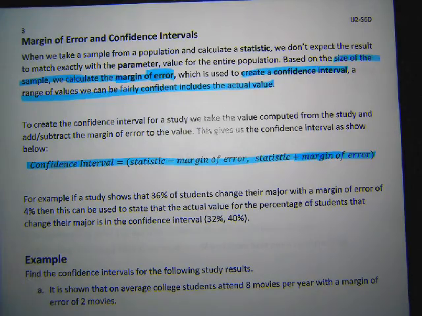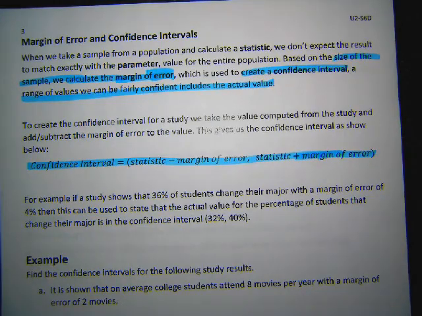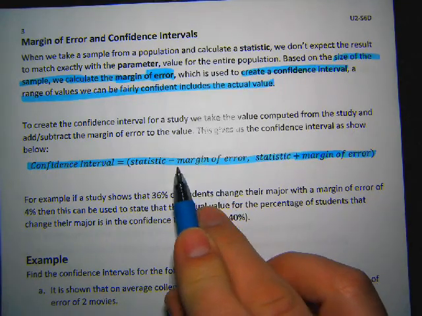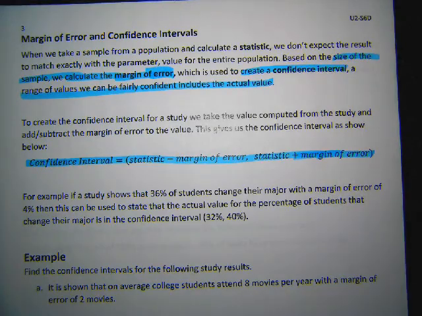So to find this confidence interval, we calculate the statistic. Again, the statistic is just the value for your study, usually a percentage or a mean or average. And then you subtract the margin of error to get the low end, and you add the margin of error to get the high end. So you basically make an interval where the value is going to be.